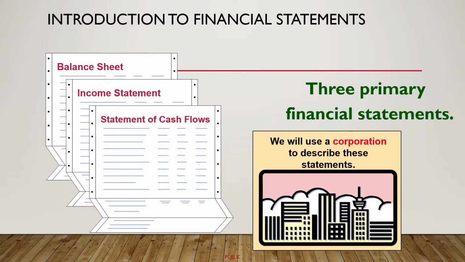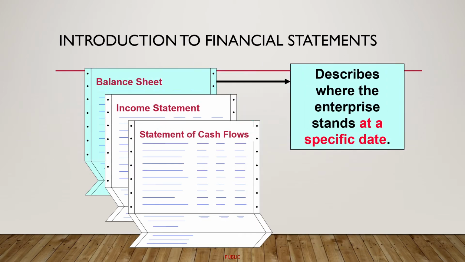So, introduction to financial statements. There are three basic and primary financial statements. Number one is the balance sheet, then we have the income statement, and then the statement of cash flows. This is a frequently asked MCQ and short question: what are the types of financial statements, and how many types are there? So there are three types of financial statements, and we will use a corporation to describe these statements. So, the balance sheet.